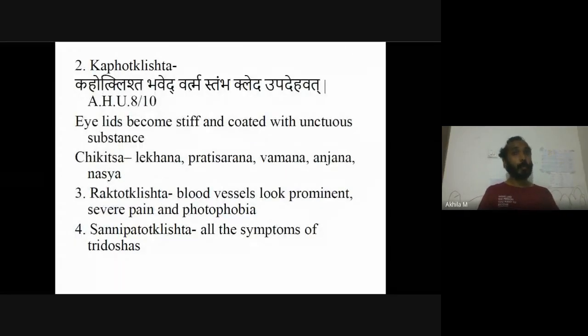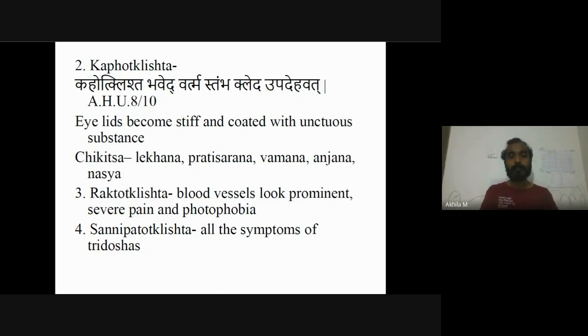Kaphotkrishta: Kaphotkrishtam Bhavet Varma, Stambha Kleda Upadehavad. The condition will be similar to Kapha, where there arise Stambhatvam, Kledatvam, Upadehavad. Upadehatvam means some sticky discharge will be there. This condition is called Kaphotkrishtam. Chikitsa, Kapha Hara Chikitsa can also be advised. Lekhana, Pratisarana, Vapana, Anjana, Nasya can be advised for relieving the vitiated Kapha.